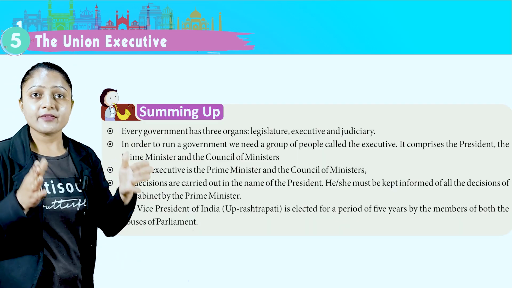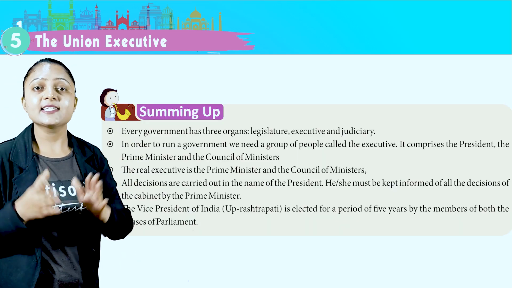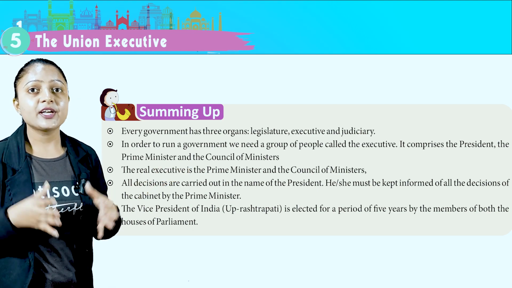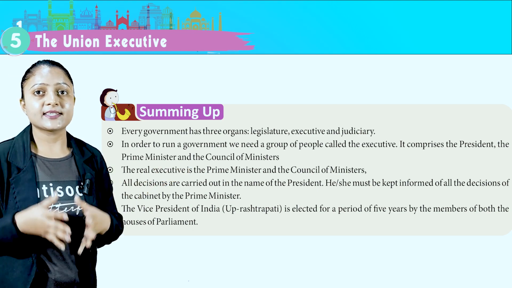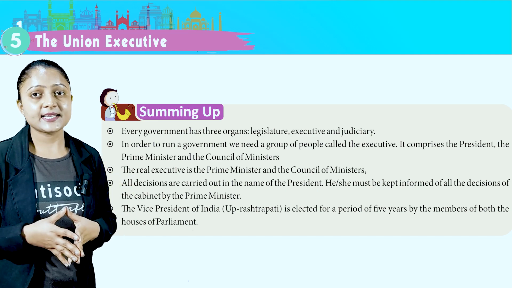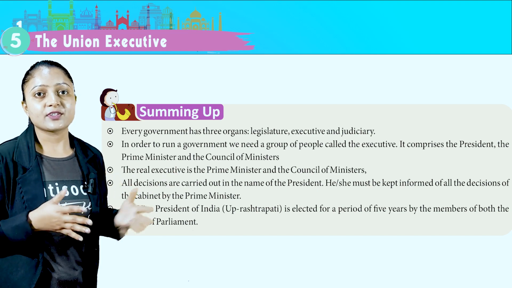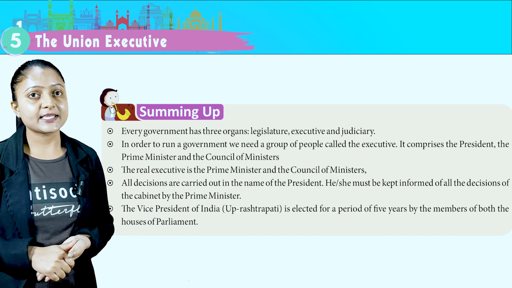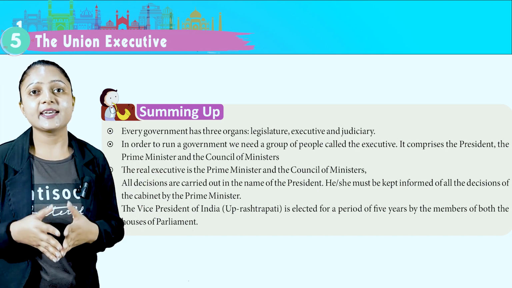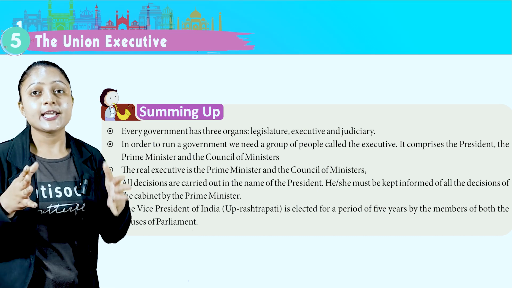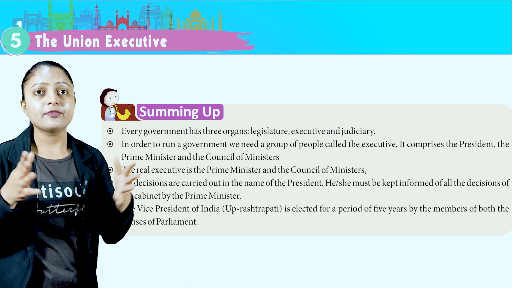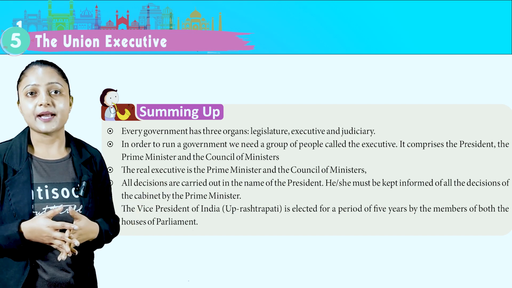Summing up, every government has 3 organs: legislature, executive, and judiciary. In order to run a government, we need a group of people called the executive. It comprises the President, the Prime Minister, and the Council of Ministers. The real executive is the Prime Minister and the Council of Ministers. All decisions are carried out in the name of the President. He/she must be kept informed of all the decisions of the Cabinet by the Prime Minister.